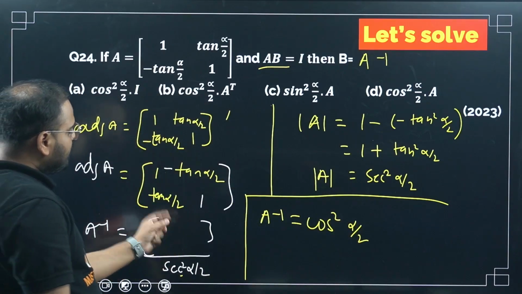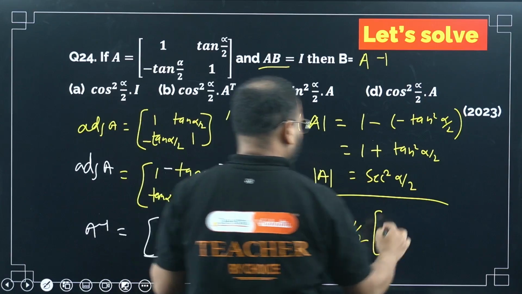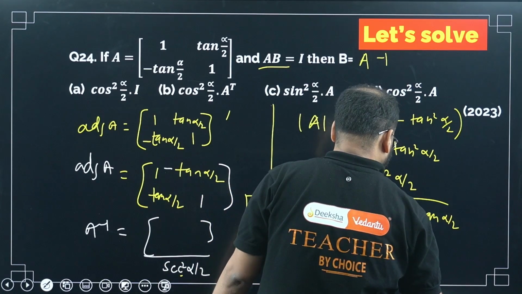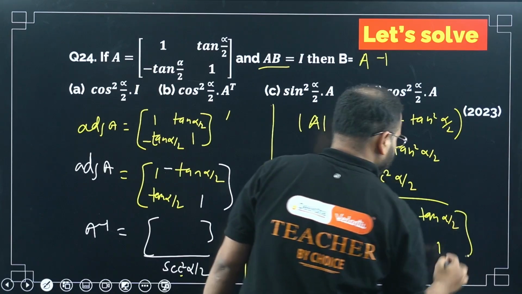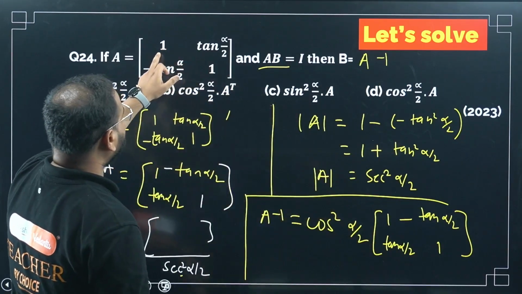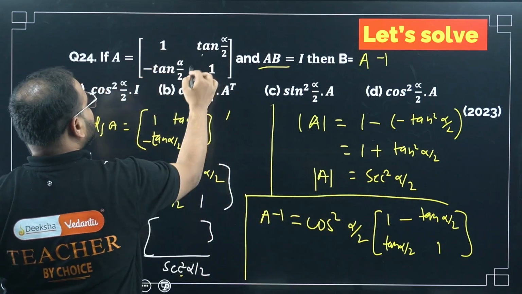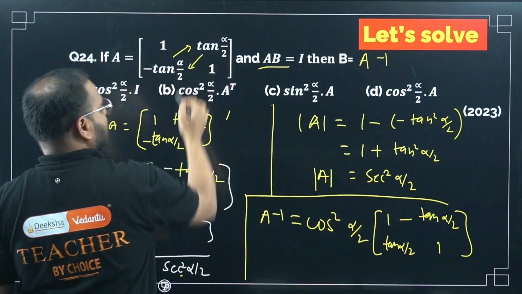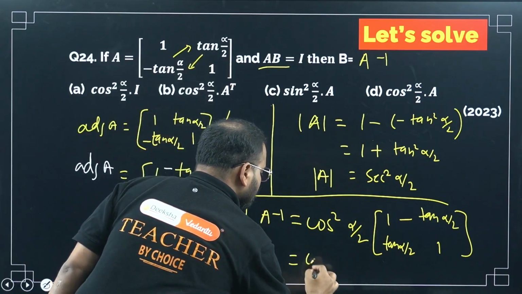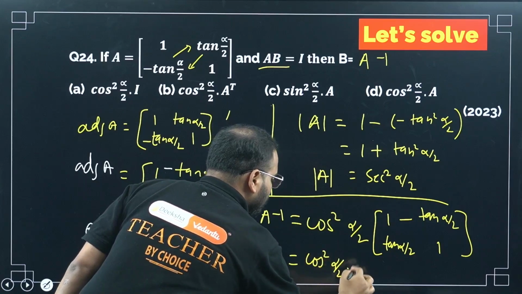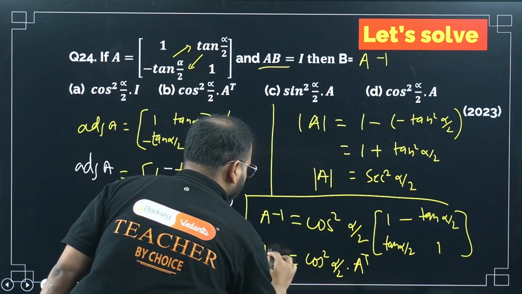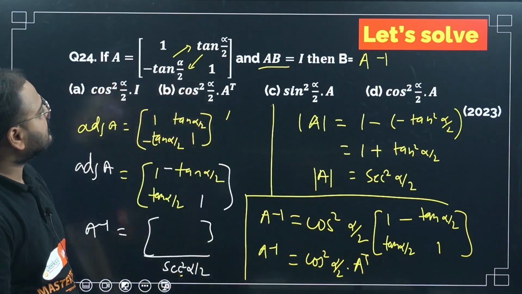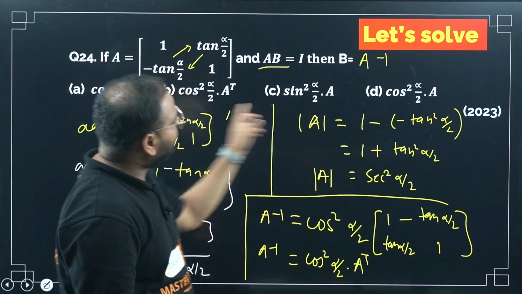Now what about this bracket? Please check what I have in the matrix. I have 1, minus tan alpha by 2, and this I have as tan alpha by 2 and 1. Isn't this basically the transpose of this? 1 remains the same. This has come here and this has gone there. The negative has gone up and the positive has come down. So simply I can write this as cos square alpha by 2 times A transpose. Yes or no? This is nothing but A transpose, right? Okay. So the answer is B.